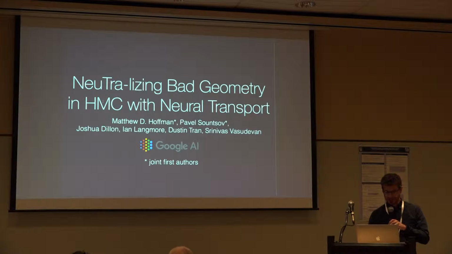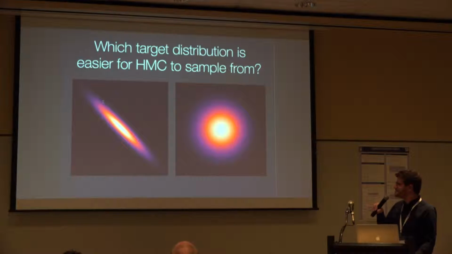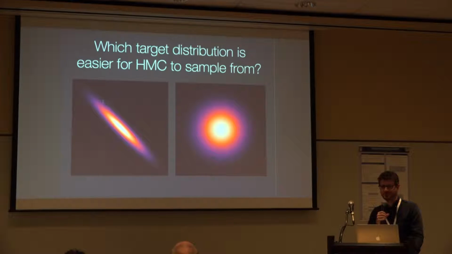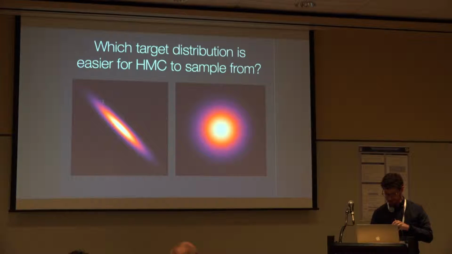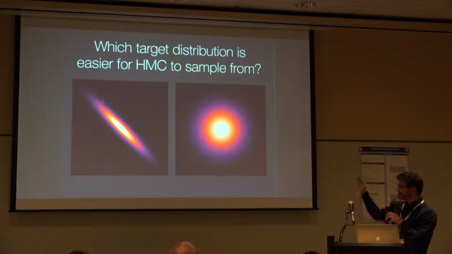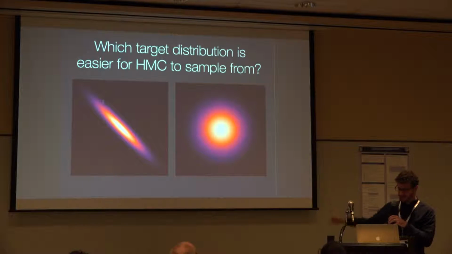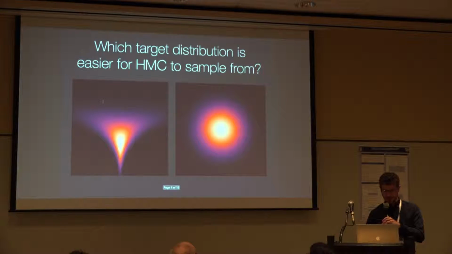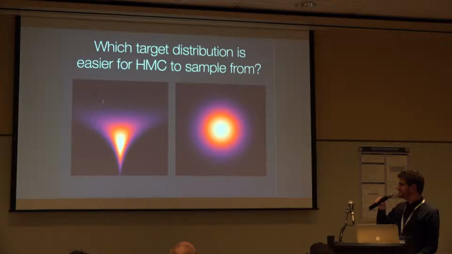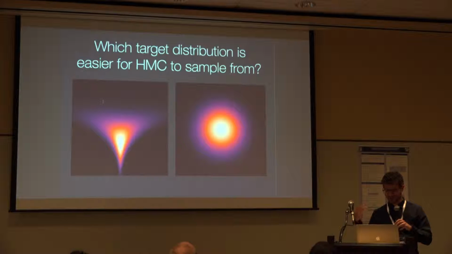So, I'll start with a kind of silly rhetorical question. Which of these target distributions do you think is going to be easier for Hamiltonian Monte Carlo to sample from? This can stand as a rhetorical question. I don't want to ask anybody to actually answer it. Clearly, the ill-conditioned Gaussian on the left is harder than the perfectly conditioned Gaussian on the right. Likewise, I'd rather sample from something log concave than something weird and banana-shaped like that, or God forbid, something heavy-tailed and weird-looking like this funnel, which is our favorite pathological example for HMC.